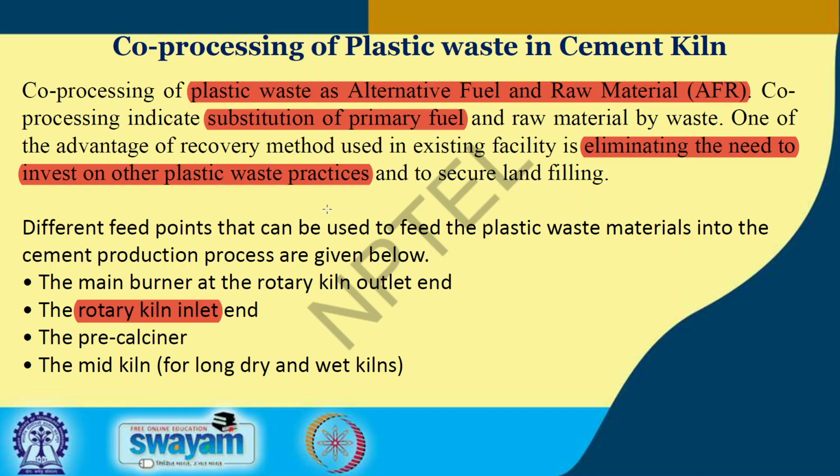So instead of coal, we are using whatever sustainable alternatives we can to reduce the consumption of raw fuel. Plastic can be used as an alternate fuel and raw material, AFR we can say, in the cement plants. That will eliminate the need for investment in other plastic practices. So we can use the plastic in the main burner at the rotary kiln outlet, the rotary kiln inlet, then the pre-calcinator, and the mid kiln also. Everywhere you can use this type of plastic waste as a fuel.